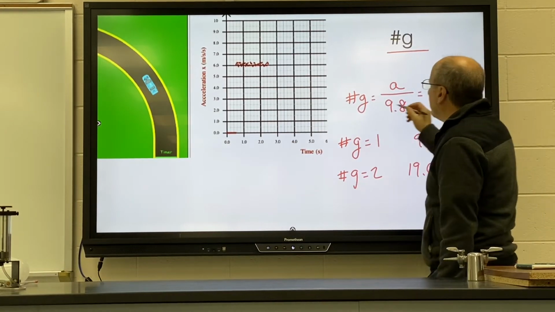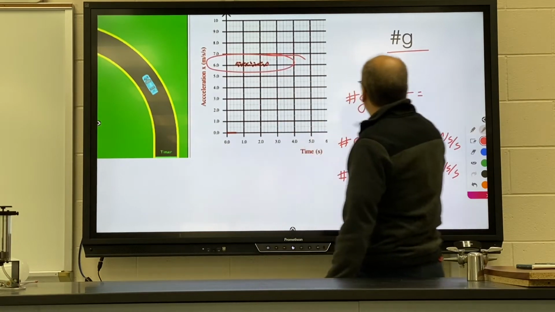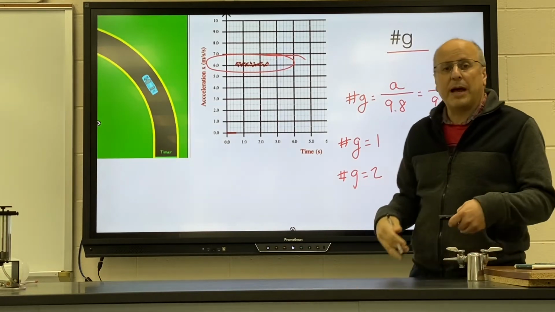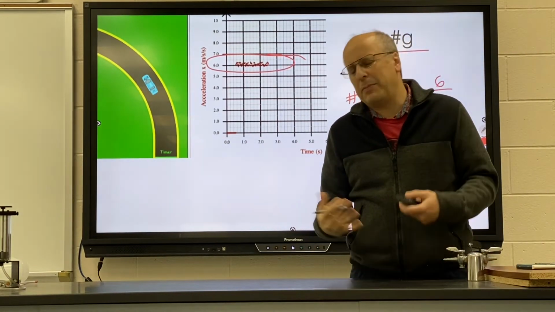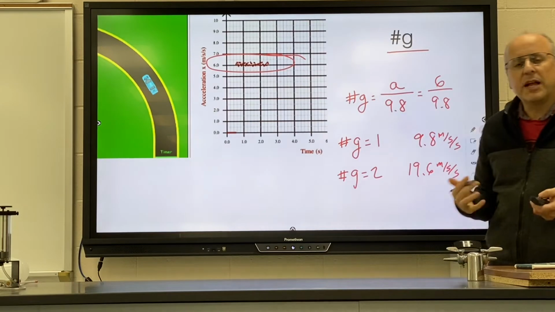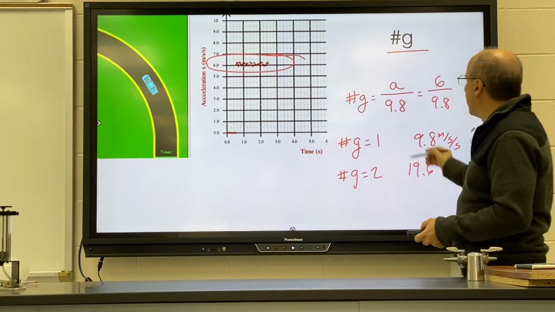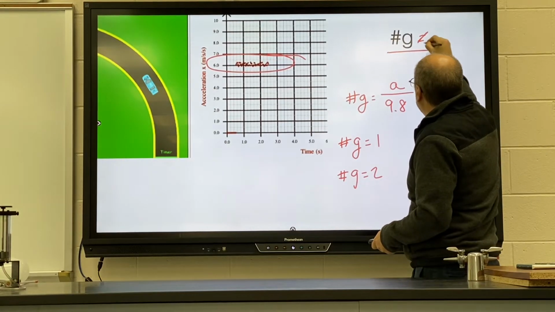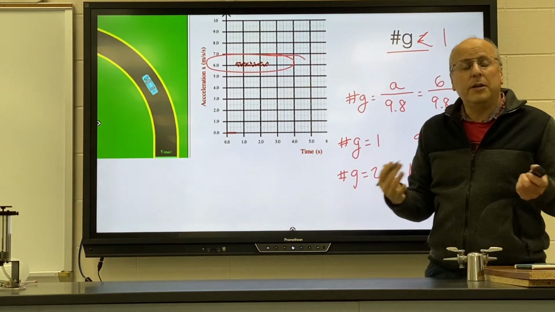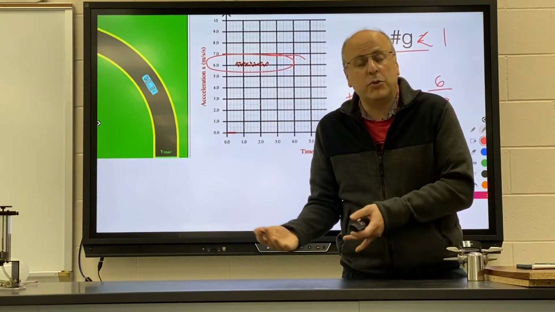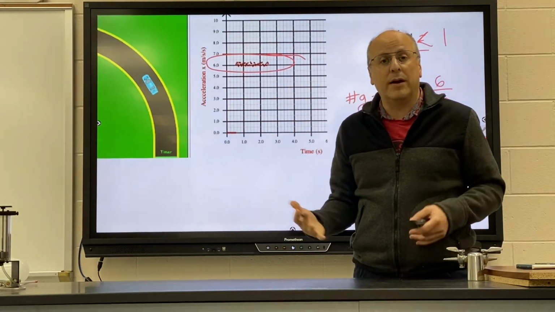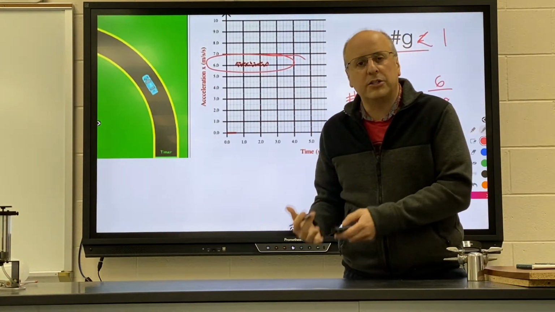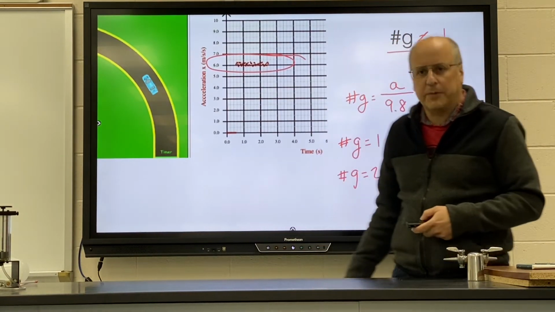To get our number of G's, we take our acceleration and we divide by 9.8 and we get around 0.6, okay, about 0.61. Most times in a car, you're going to experience a number of G's less than 1. On an amusement ride, you might experience 2 or 3 G, maybe even more. That's why you go to the amusement park, to experience large number of G's in a safe environment.